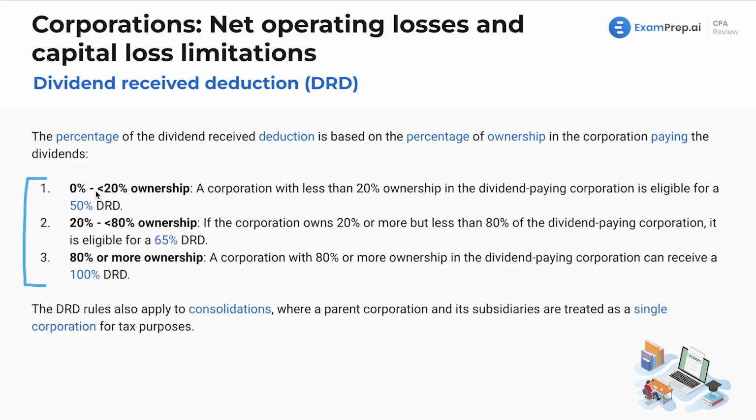So just definitely memorize these. We'll see lots of examples and questions with these. Memorize the thresholds. Just not much more to say about that. Memorize this, please. Do it for me. Do it for yourself. Let's get you through this exam. Now, these rules also apply to consolidations where a parent corporation and its subsidiaries are treated as a single corporation for tax purposes. It makes sense. It's essentially what I was talking about with the 80% or more. Very good. Let's see it in action.